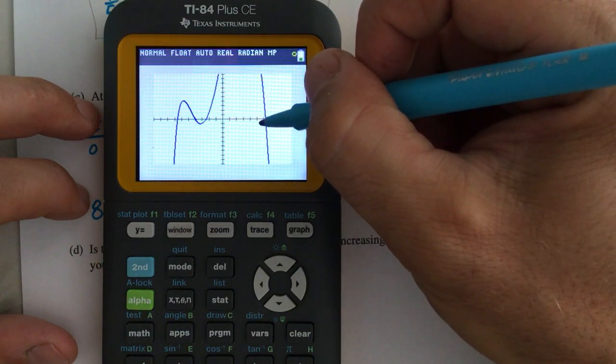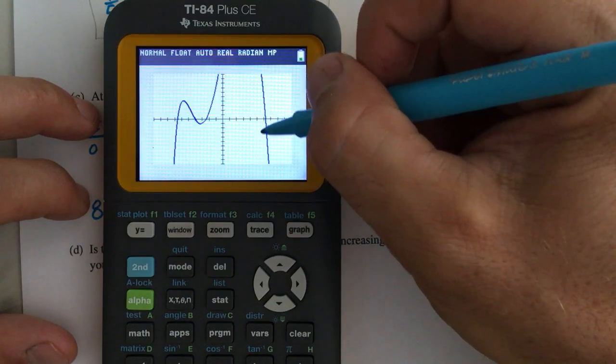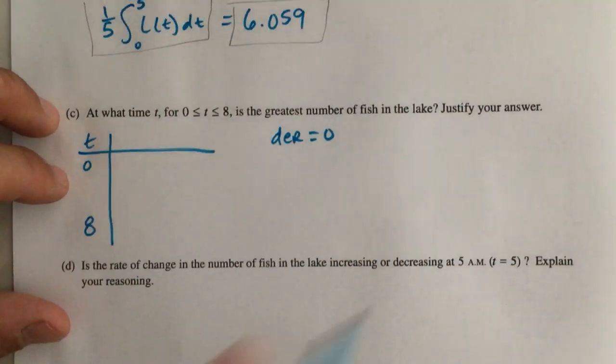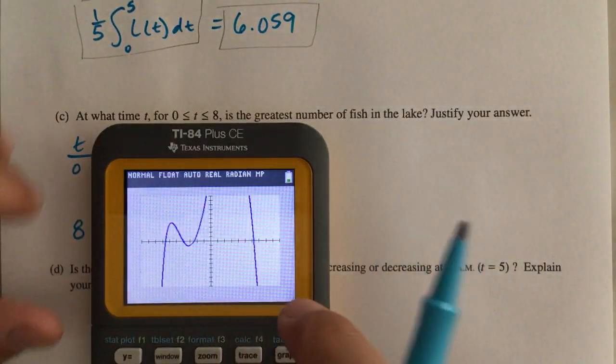Yep, that's the value that I'm looking for, okay? And it's going from positive to 0 to negative, so this is a potential maximum, and that was the greatest number of fish. This is one of the values that I definitely want to look at.